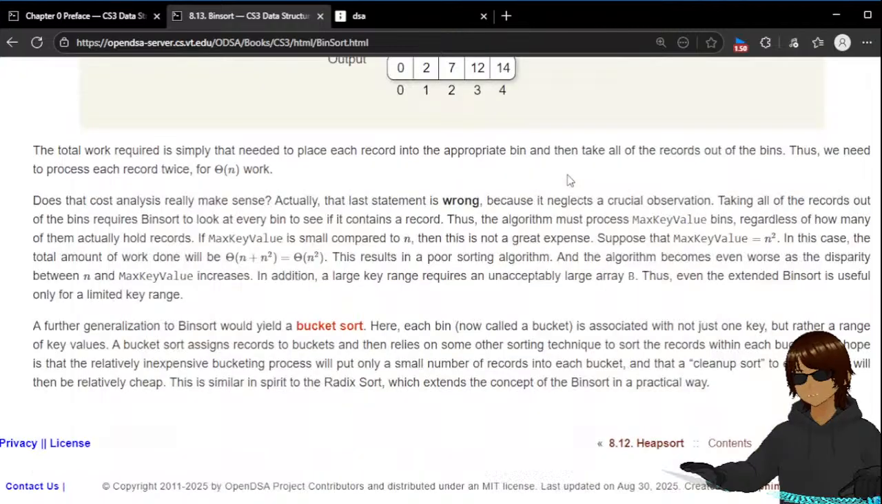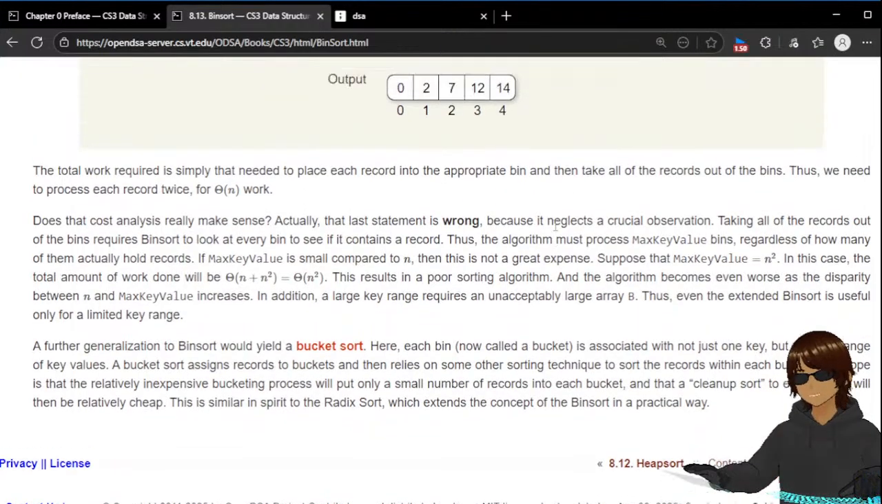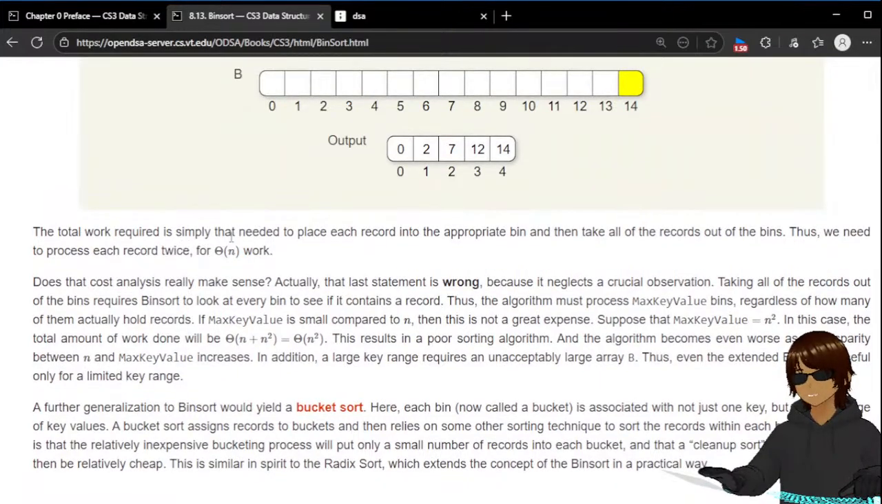Total work required is simply that needed to place each record into the appropriate bin and then take all the records out of the bin. Thus, you need to process each record twice, for theta n work.